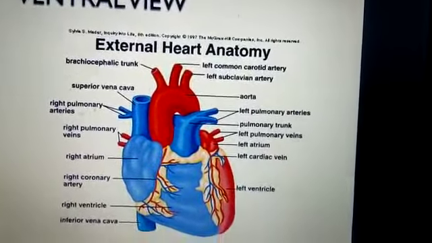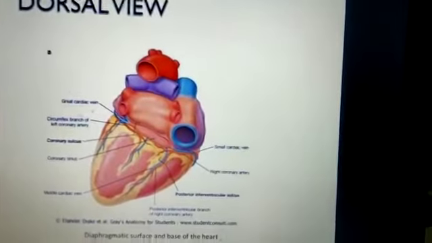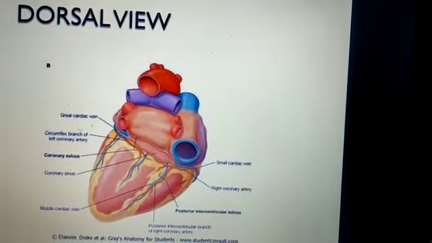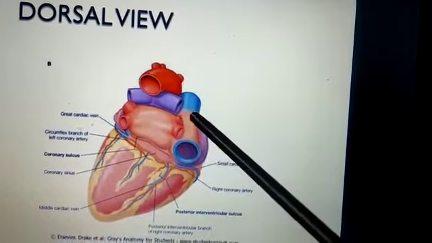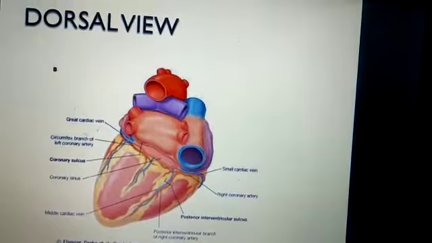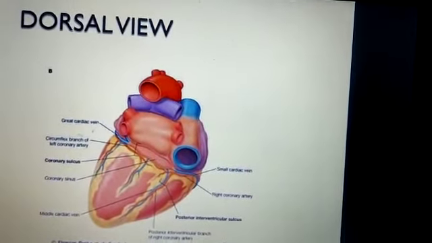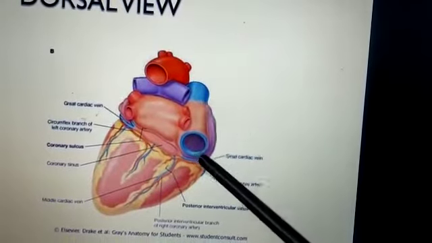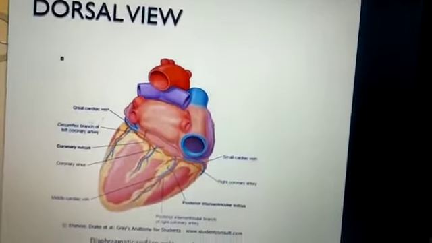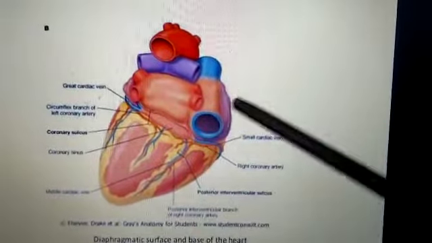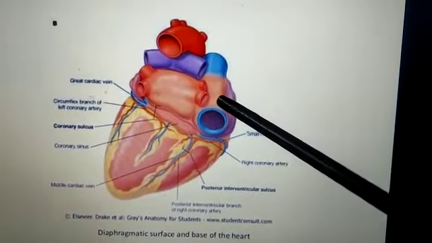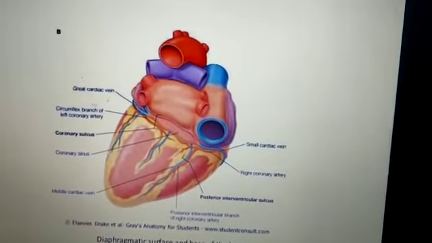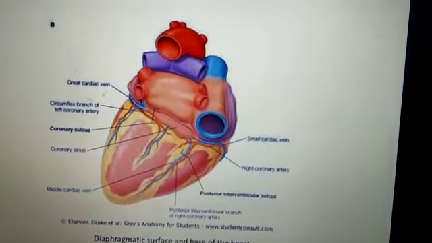Now in dorsal view, you can see the superior and inferior vena cava. Here superior and inferior vena cava, and here you can see pulmonary veins. Superior and inferior vena cava, coronary sinus, they open into the right atrium, and the pulmonary veins open into the left atrium.